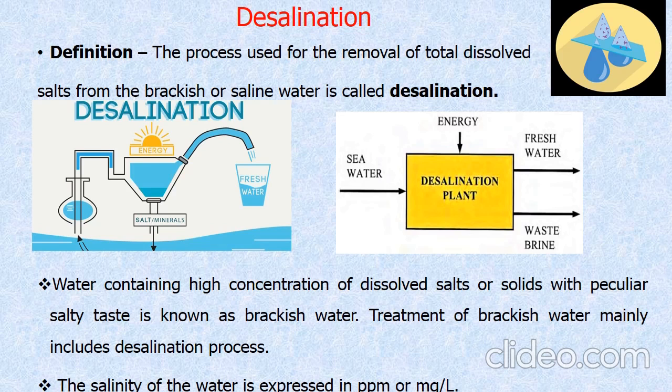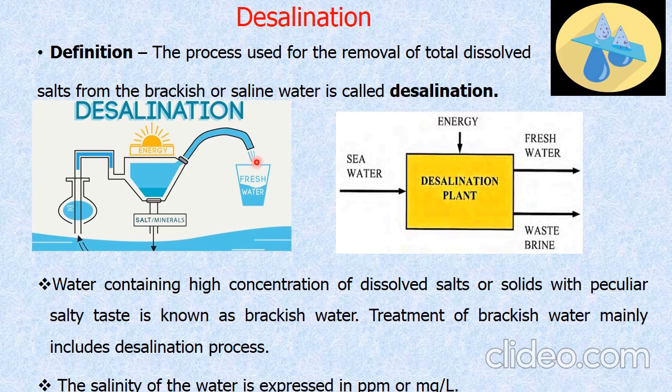So here the diagram indicates the desalination process. See here, the water is taken from the sea and it is processed with the help of an energy, and the salt and minerals are removed and given back to the sea and you get the fresh water here. So saline water, seawater can be brought back to us as fresh water. That is the desalination process that could be done by RO membrane.